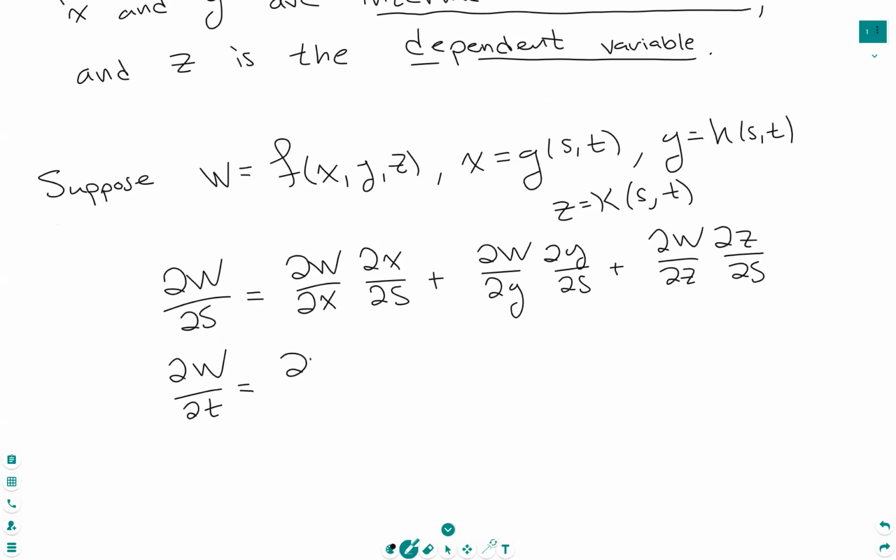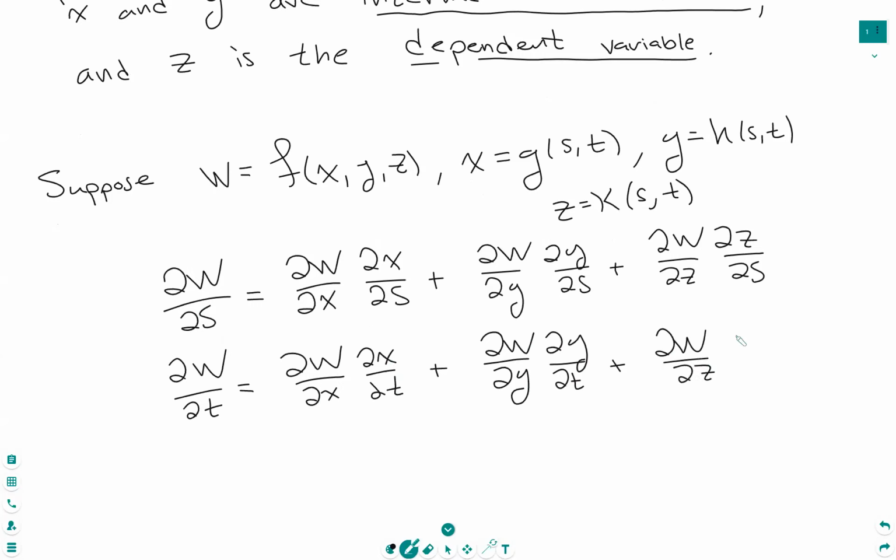So we have partial w, partial x, partial t, plus partial w, partial y, partial t, and partial w, partial z, partial t. And you can extend this to even higher and higher dimensions, right? So there's three groupings here because there's three intermediate variables and so on. So if we have 4 or 5, we would keep on tacking on those terms.